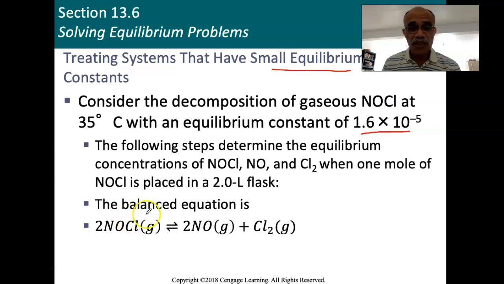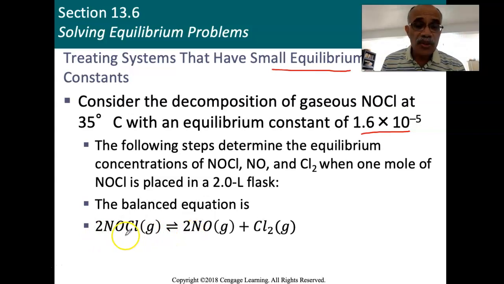We're going to follow exactly the same steps, but watch one of the important steps that we're going to carry out. So here you have the equation, 2 NOCl giving you 2 NO and Cl2. That's the coefficients, or the stoichiometry, 2 to 2 to 1. Now you have the following step: determine the equilibrium concentration of NOCl, NO, and Cl2 when 1 mole of NOCl is placed in a 2-liter flask. So here you start with the initial quantity of this, 0 of these two. When you have this scenario, this is how you work through it.